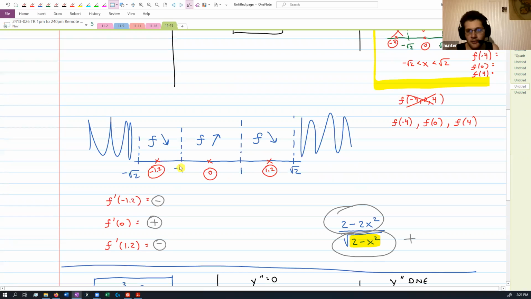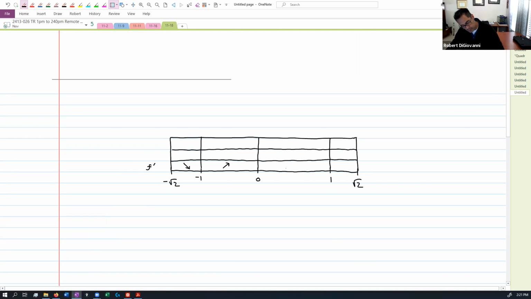Till you get to the 1 again. So I get to 1, right? From -1 all the way to 1, I should be going up. And then once I get to 1, it goes back down again. Got it?